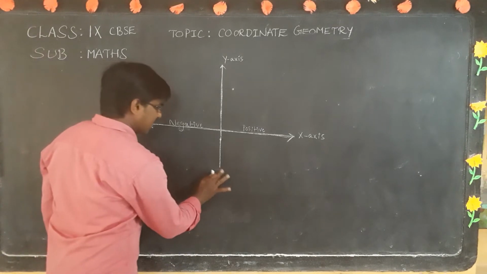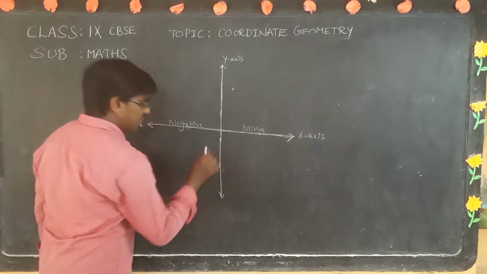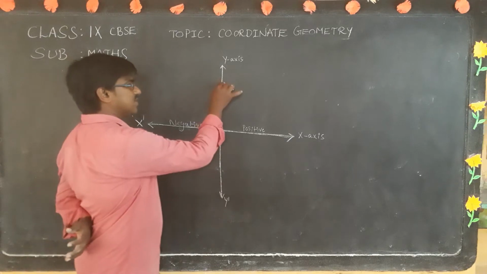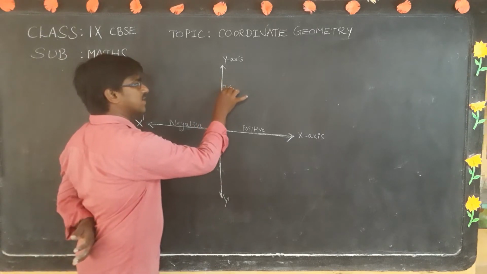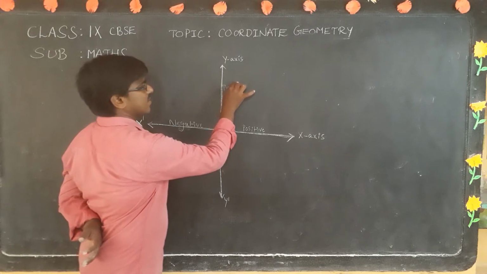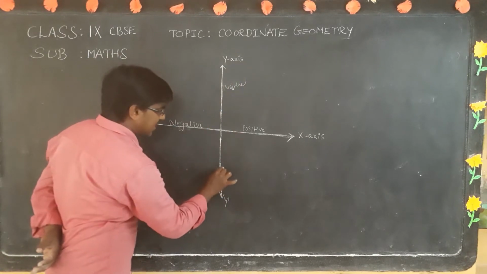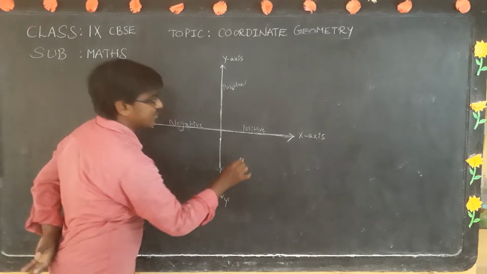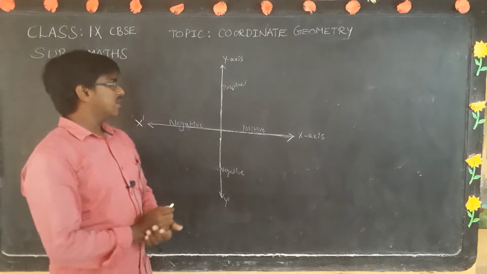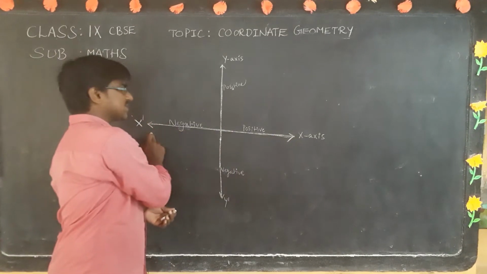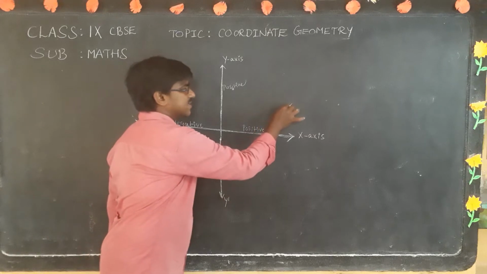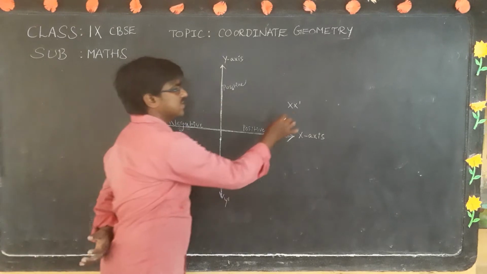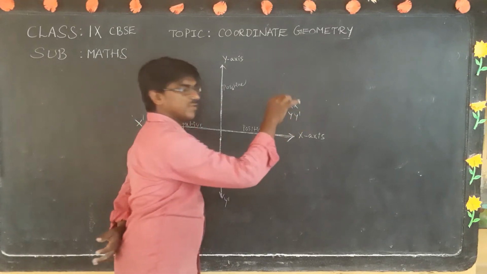In the same way, below this we write y dash. This one is the positive y-axis and this is the negative y-axis. Both the x-axis, that is x dash, and the y-axis, y dash.